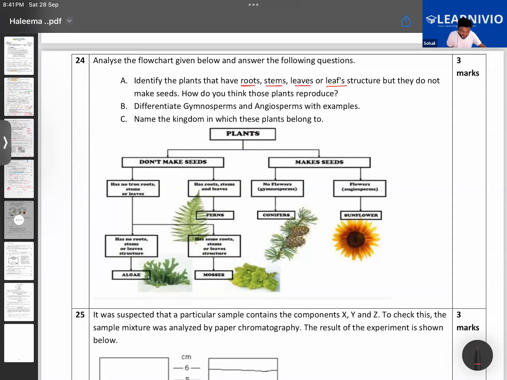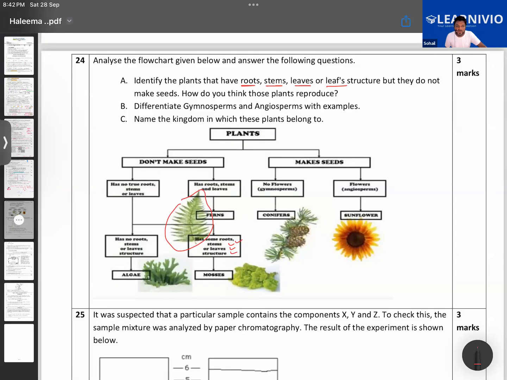So you can give the example of ferns, right? Like the one that you see here. They have root, stem, leaf structure, but they don't make seeds. Mosses also don't make seeds. So the examples are as follows. You can quote the example of these ones here.